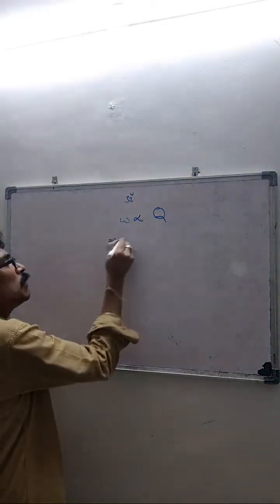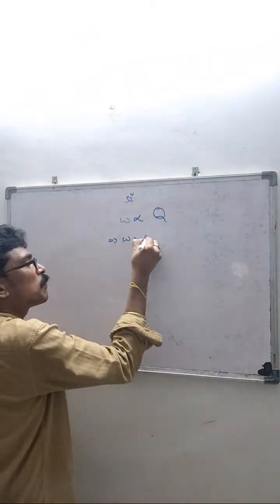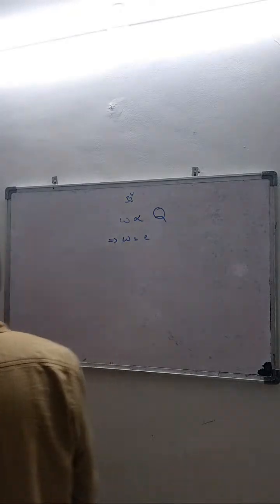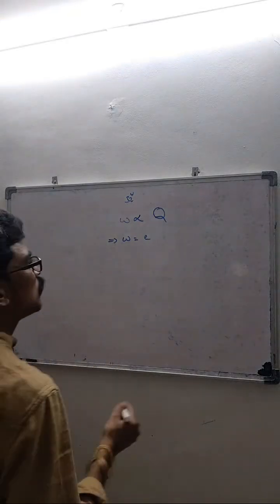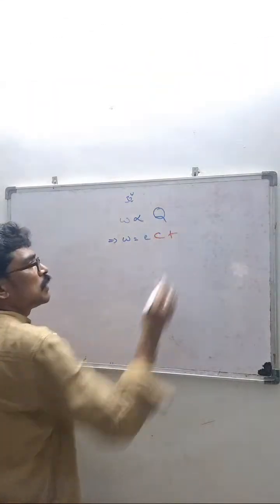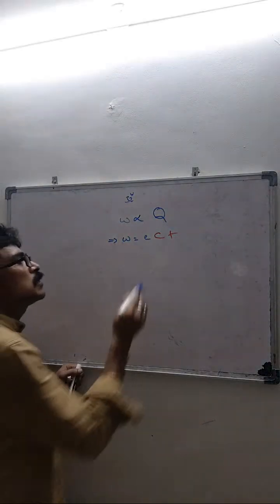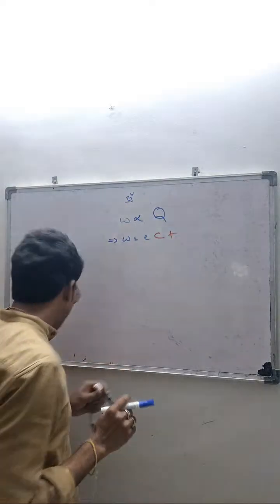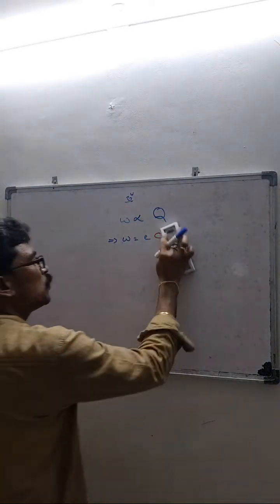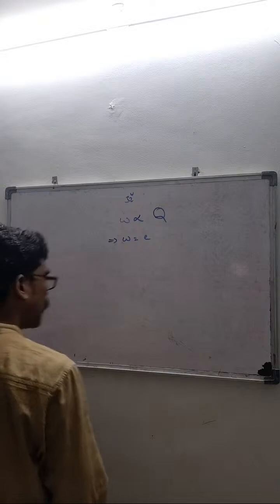That implies W is equal to a proportionality constant, small e, into C into T: W = ECT. What are C and T? Now I will read Q is equal to IT.